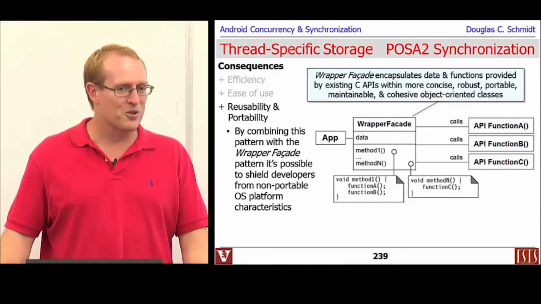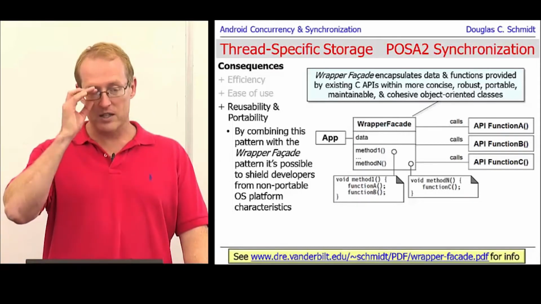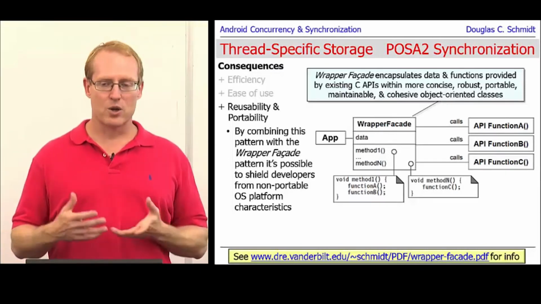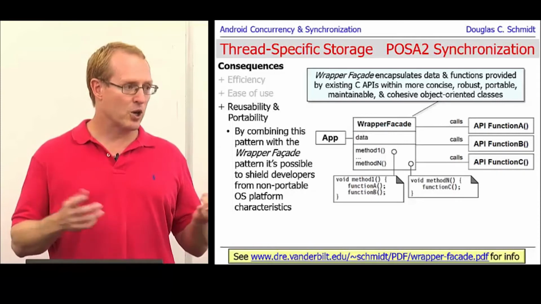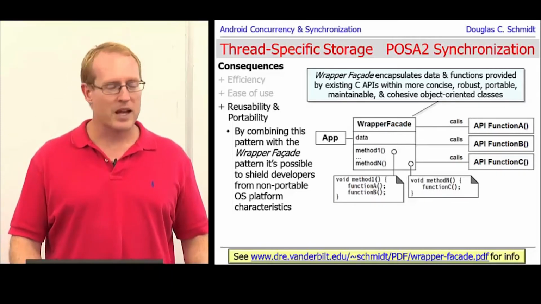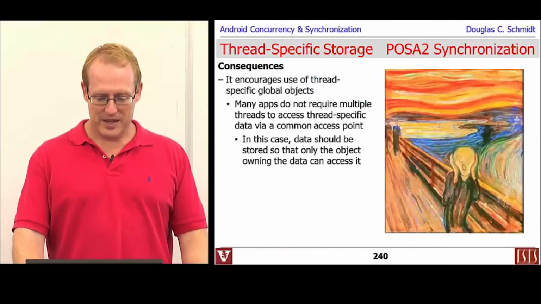Speaking of wrappers, you can combine this pattern with wrapper facade, which is another POSA2 pattern. We'll talk about it later. It gives you portable access to low-level system call APIs, which makes your code more portable and more reusable. So that's a benefit. Java does that. All the Java class libraries are wrapper facades.